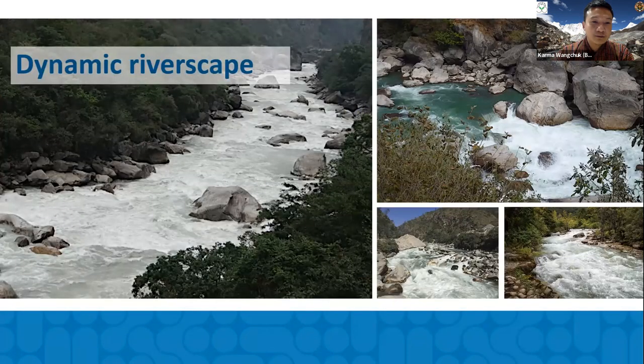Because we are a mountainous country, most of our rivers look like this, full of fast flowing rivers and streams, full of rapids and a constantly changing riverscape. Extreme habitat.